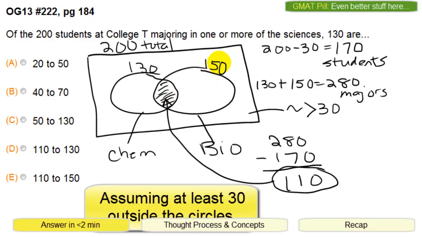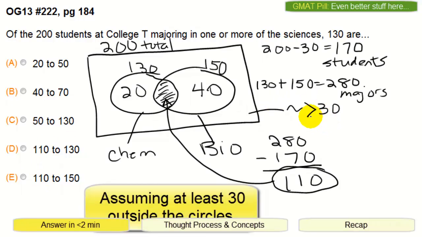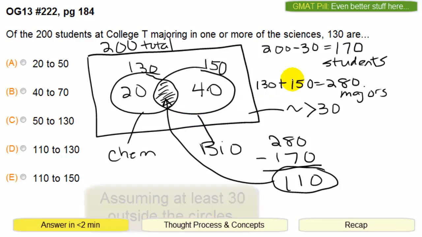So if this is 110, then 150 minus 110, 40 of them are majoring in just bio and not chem, and then 130 minus 110, 20 of them are here. But 110 are double majoring. So that gets us to either 110 to 130, which is D, or 110 to 150, which is E. So 110, and that's assuming that at least 30 people are on the outside, not majoring in either of these. Now, what's the upper limit?